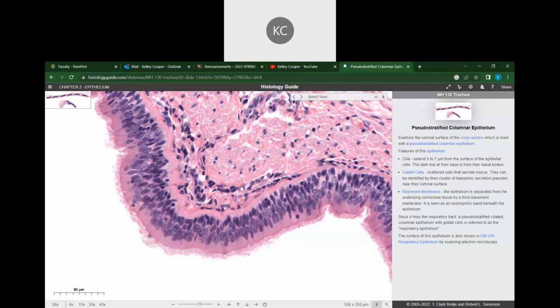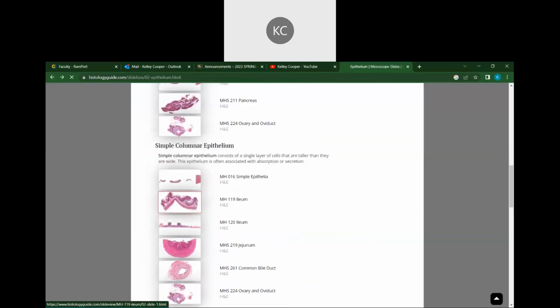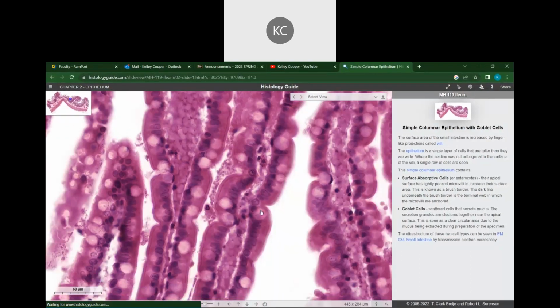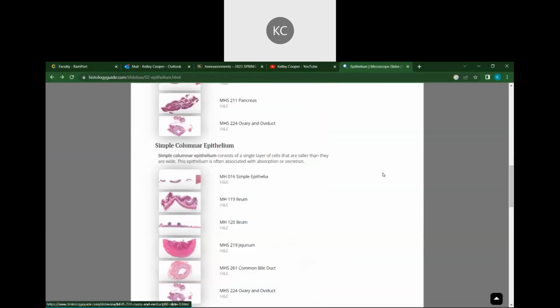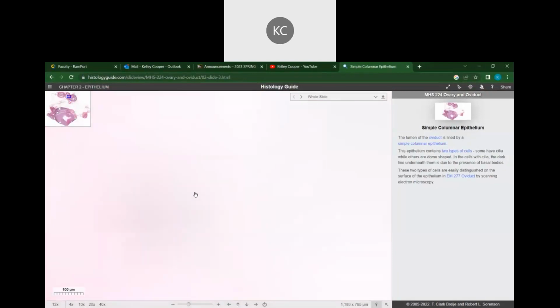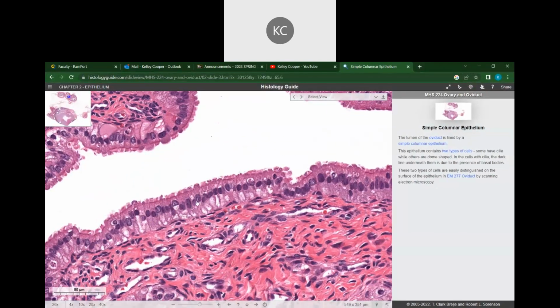All right. So keep this picture in mind with the nuclei at different levels, and I'm now going to show you simple columnar again, right? And so simple columnar, when we came in here, the nuclei are all in a row. So if you look at this section here, all of these nuclei are perfectly in a row, more or less perfectly. If we go back to our oviduct example, the nuclei are more or less all lined up in a row. They're not scattered throughout, okay?